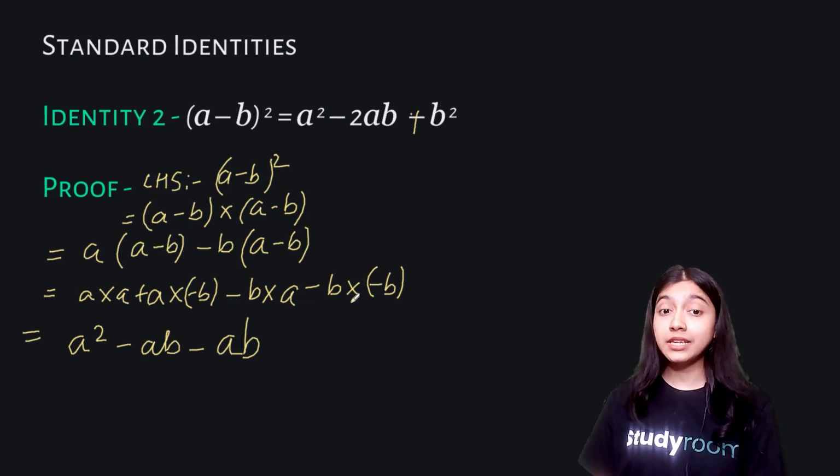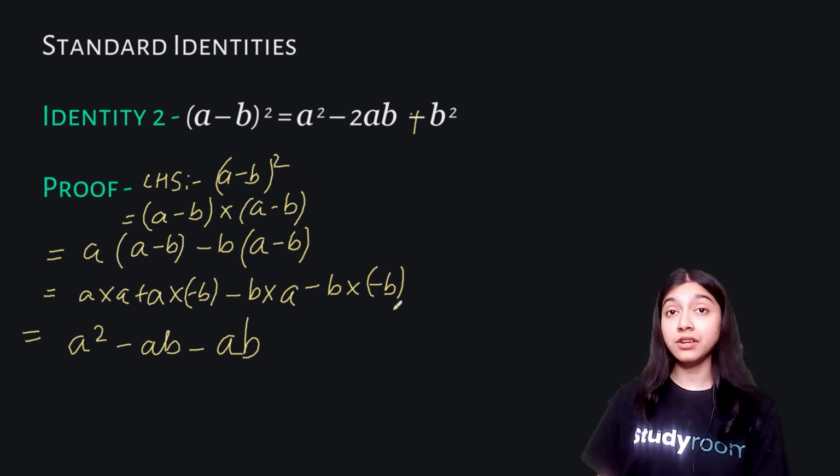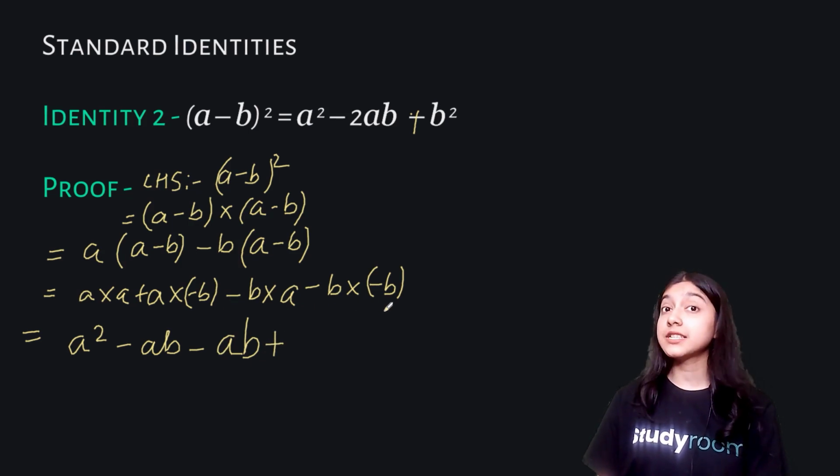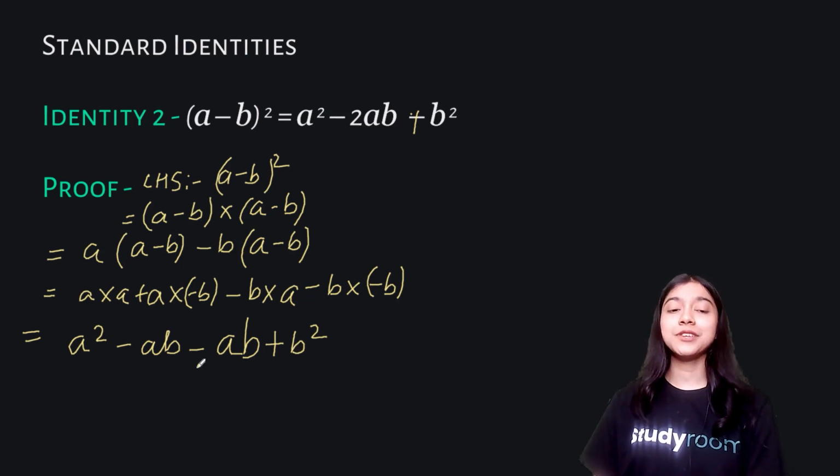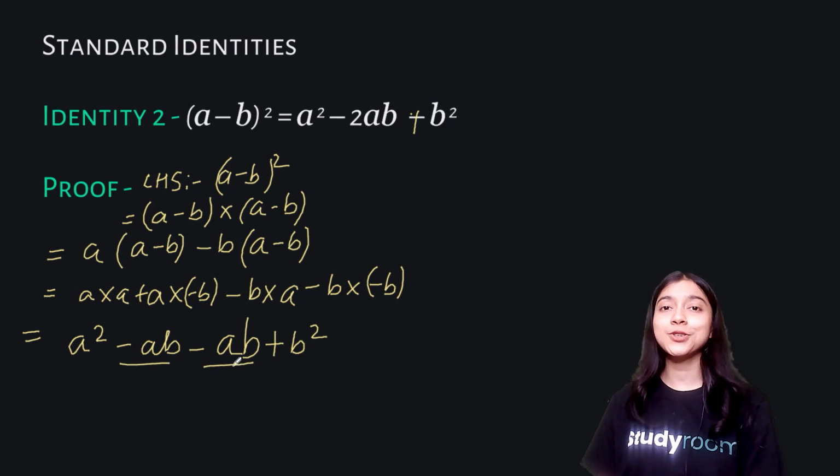Now over here, be careful. We have minus b and minus b. Minus into minus gives us a positive sign. And b multiplied by b gives us b square. Is there any like term? Yes, we have. We have minus ab and minus ab, which will give us minus of twice ab.